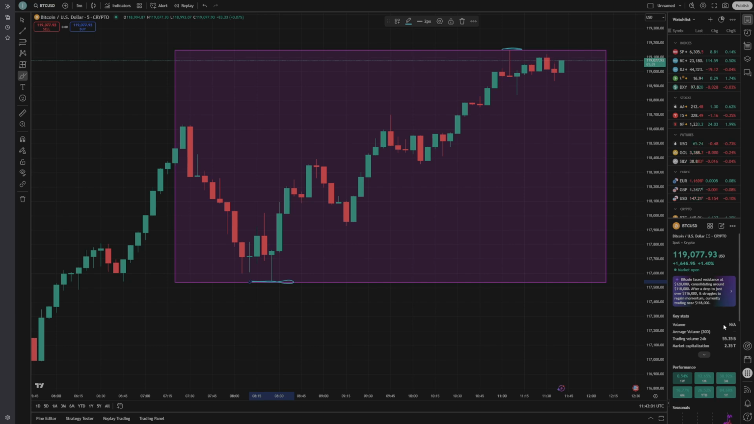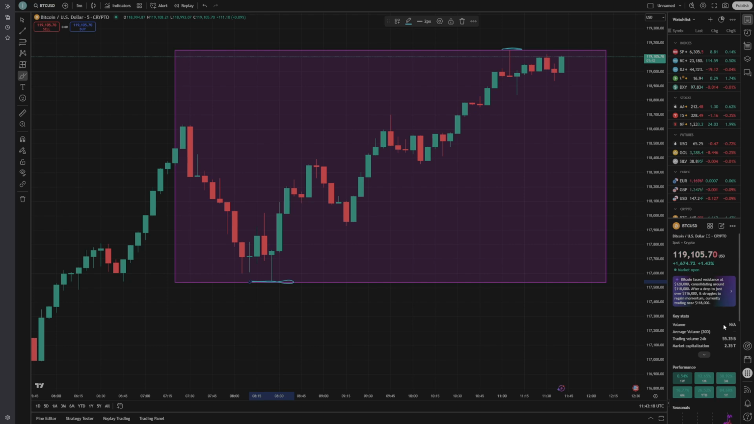Let price come to you. Never chase price. We don't trade in the middle of the box. That zone is full of confusion, noise, and no clear direction. Wait for price to touch the top or the bottom of the box. That's where decisions are made. Step 2.